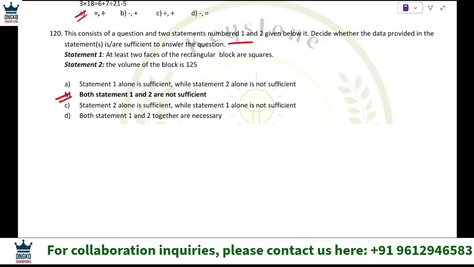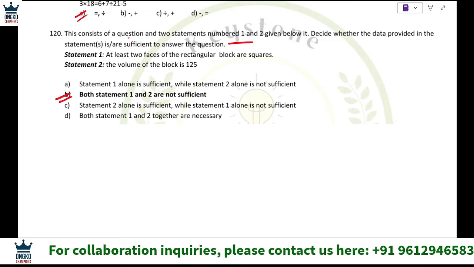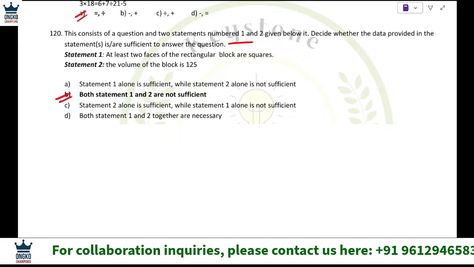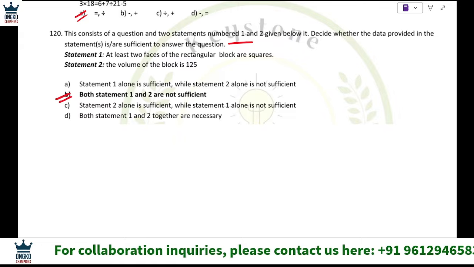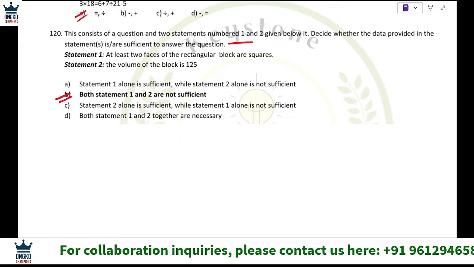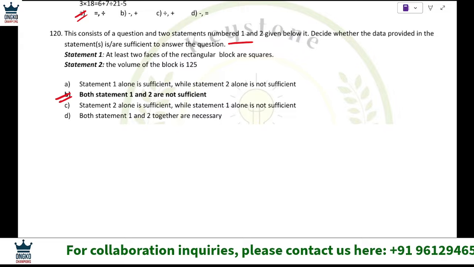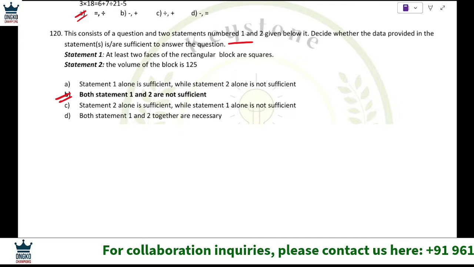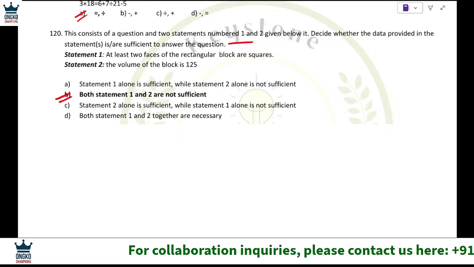This consists of a question, but there is no specific question here. So both statement 1 and 2 are not sufficient. So all the statement based questions are not always tough; sometimes silly questions can be there. So read the question thoroughly whenever you attempt a question.